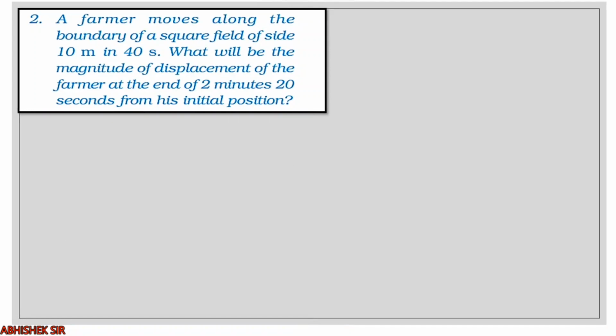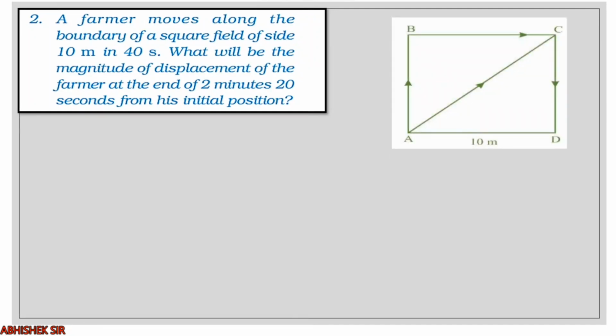This one is a little bit important, so please be focused on the solution of this one. A farmer moves along the boundary of a square field of side 10 meter in 40 seconds. What will be the magnitude of displacement of the farmer at the end of 2 minutes and 20 seconds from his initial position? So first of all, there is a square field, let us name it ABCD, and the side is 10 meter. In between, I have drawn the diagonal, whose importance I will be telling you later on.